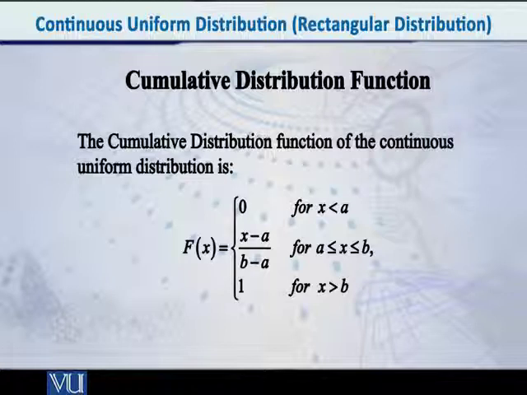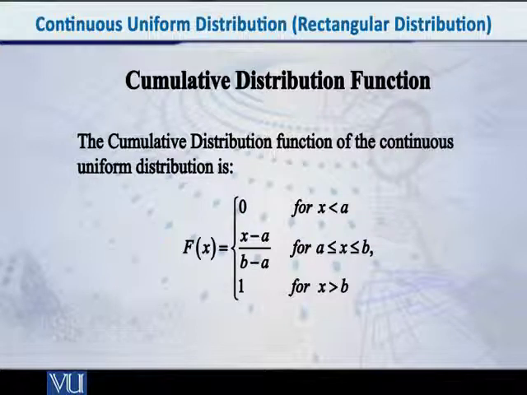My dear students, as you can see on the screen, capital F of x for this particular distribution is given by, it is equal to 0 for all those values of x which are less than a. It is equal to x minus a over b minus a for all those values of x which lie between a and b. And it is equal to 1 for all those values of x which are beyond b.